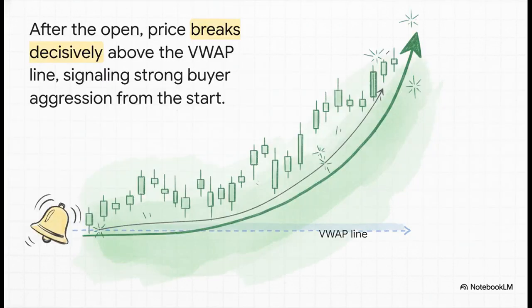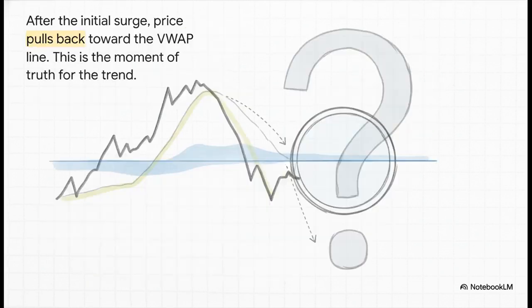So the opening bell rings and it's chaos, right? Imagine the price just rockets up, breaking cleanly above the VWAP. This is our first major clue of the day. It's a pretty strong signal that buyers are stepping in and they're willing to pay up. But you know how it is? Trends almost never move in a straight line. After that initial explosion higher, the price starts to cool off. It drifts down, heading right back toward our center of gravity, the VWAP line. This, right here, is the moment of truth.